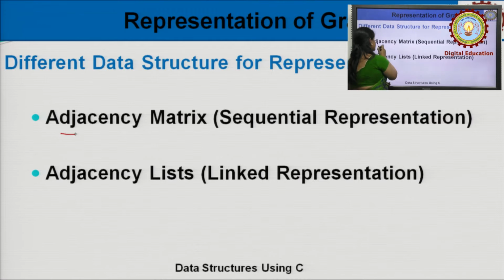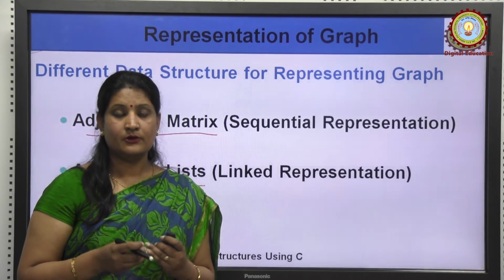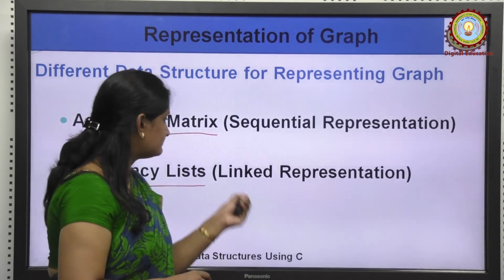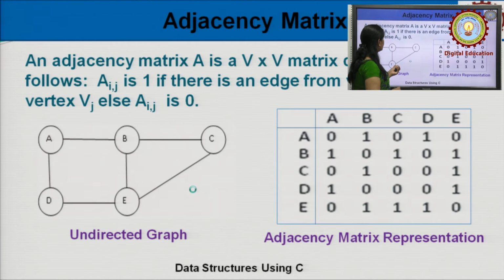First is the adjacency matrix. It is also known as sequential representation of the graph, and second is the adjacency list. It is also known as linked representation. The choice of the representation is situation specific. It depends on the operation which you want to perform and ease of use. So, first we discuss what is adjacency matrix.